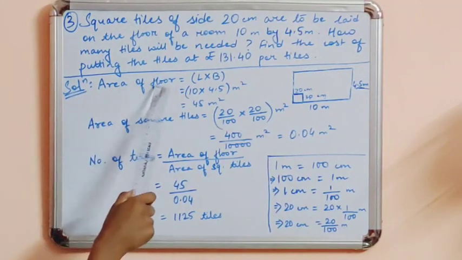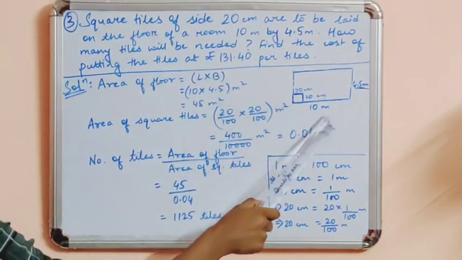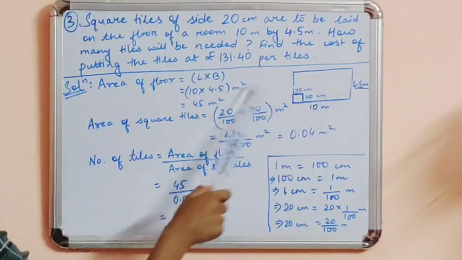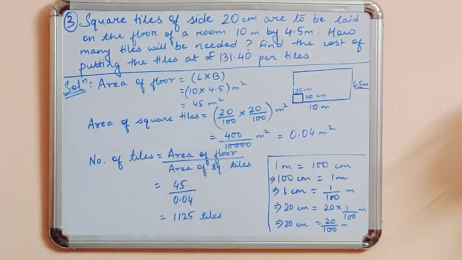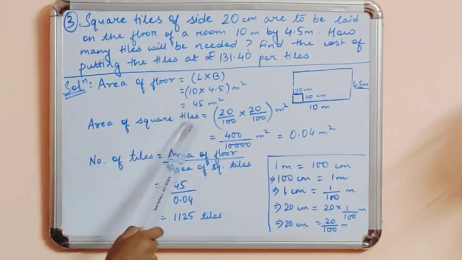Now area of the rectangular floor is length into breadth. Length is 10 meter and breadth is 4.5 meter. So 10 into 4.5 is equal to 45 meter square. Now area of square tiles.